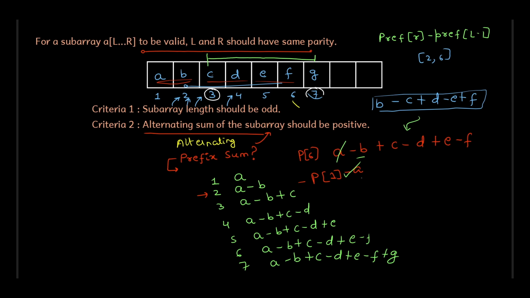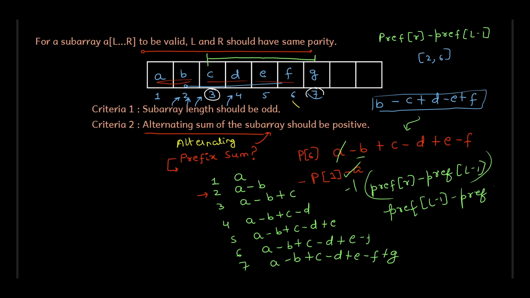So in fact, subtraction is not the correct strategy. You actually have to do this prefix of R minus prefix of L minus 1, into minus 1, which is in other words nothing but prefix of L minus 1 minus prefix of R. So now you can see that this prefix sum trick to compute the sum of a subarray is almost still valid, but with some modification.